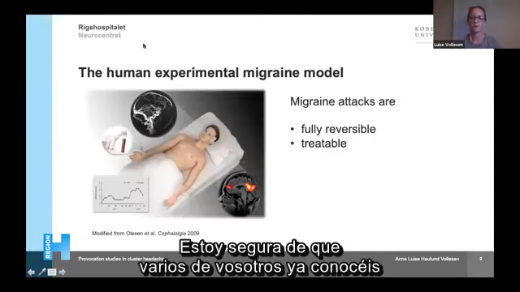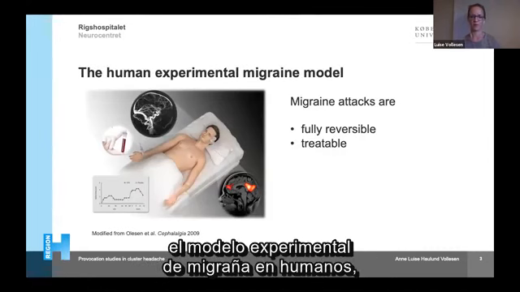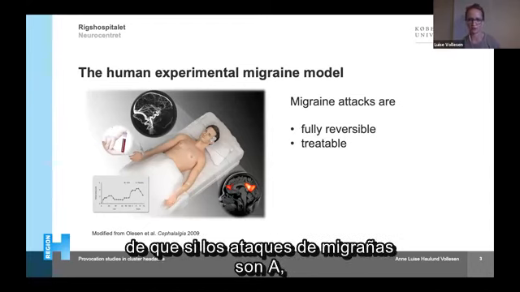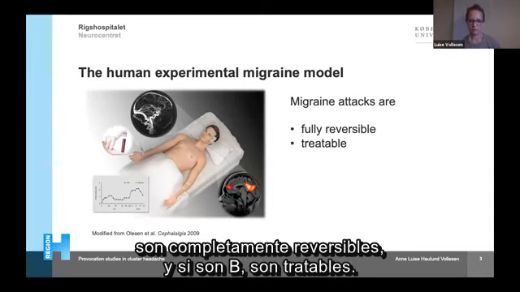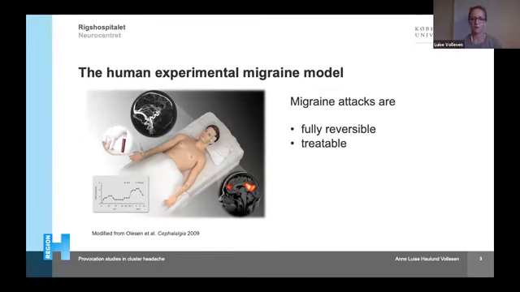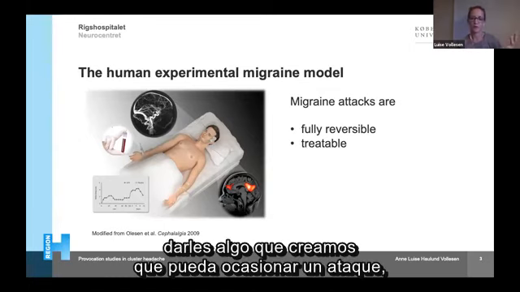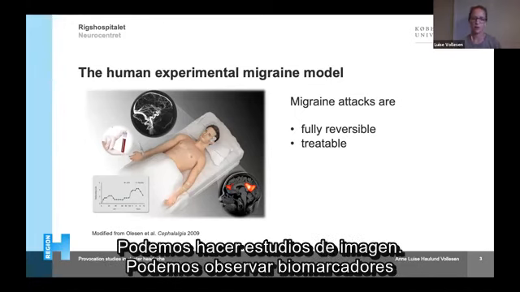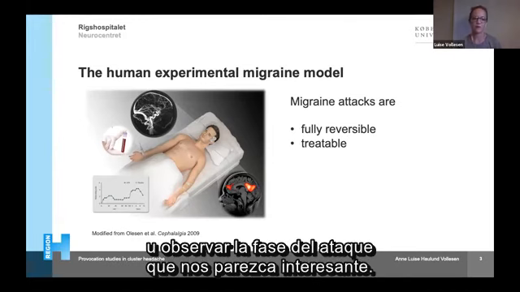So I'm sure some of you listening are familiar with the human experimental migraine model, which is based on the fact that migraine attacks are, A, fully reversible, and B, treatable. And this allows us to take the patients into the hospital, give them something that we think might trigger their attack, or give them something that we know will probably trigger their attack, and then investigate whatever we want to be looking at that point. We can do imaging studies, we can look at biomarkers, or look at whatever phase of the attack is interesting to us.